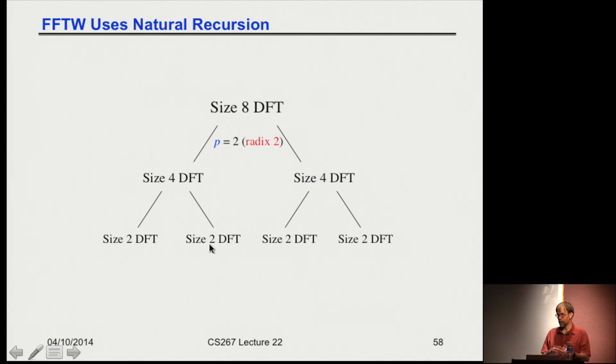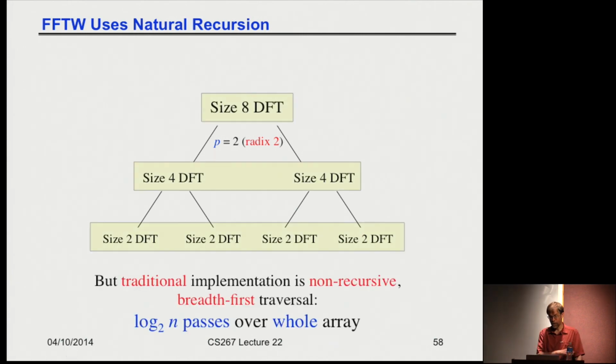And if you just implement it in the most obvious way, you do everybody at the bottom of the tree, then everybody at the next level, and everybody at the next level. And that would do log n passes over the data, and that would be slow, right? So that would sort of maximize the amount of memory traffic.